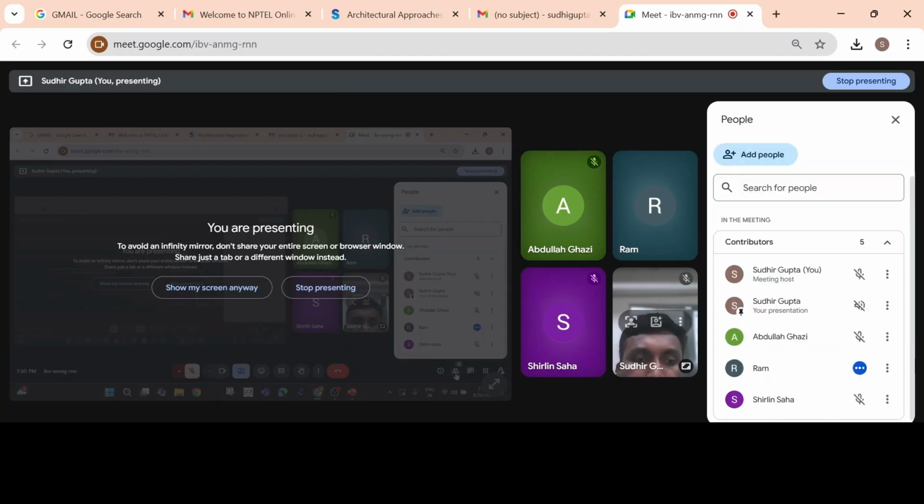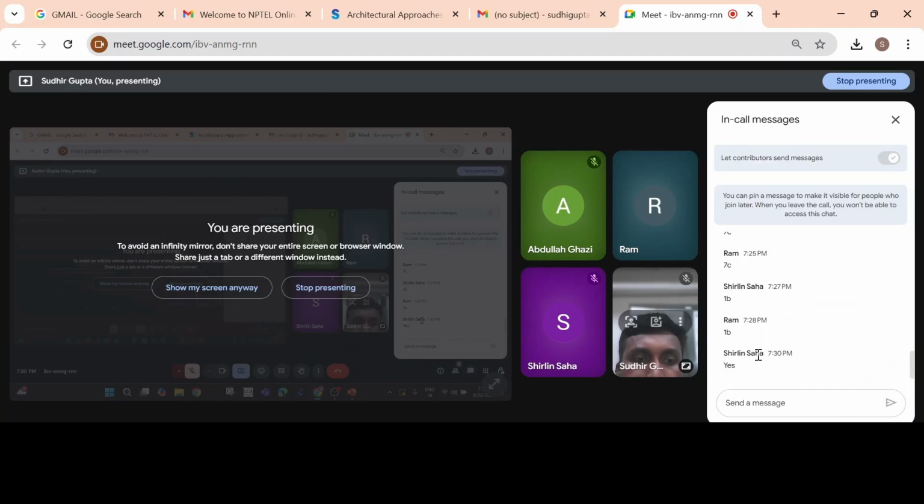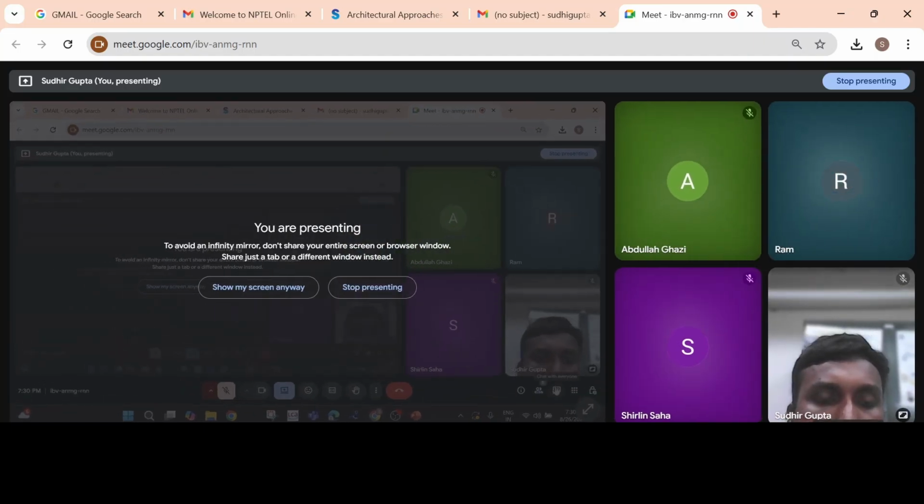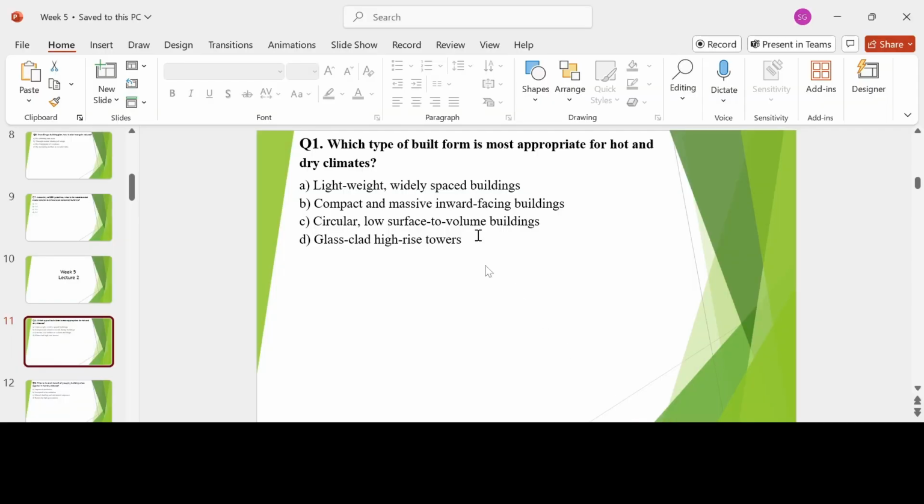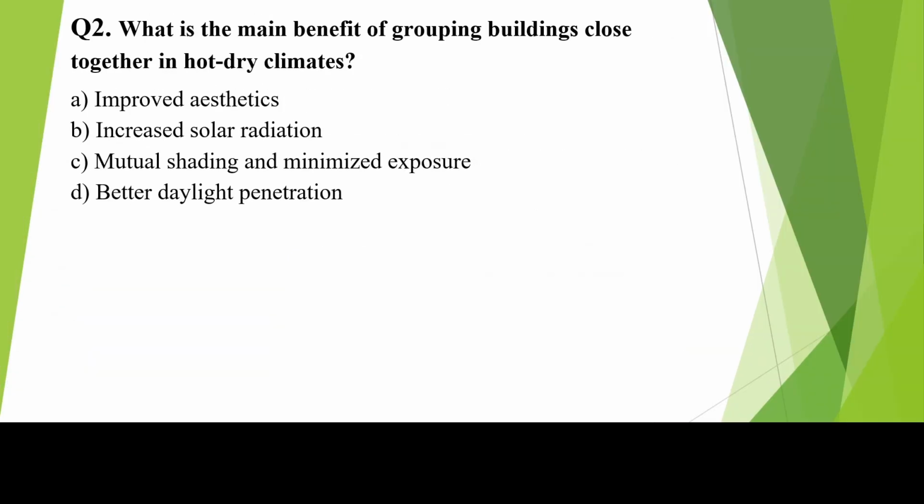Okay, so then let's move to the next question. Then question number two. Here is question number two for you all. What is the main benefit of grouping buildings close together in hot and dry climates?